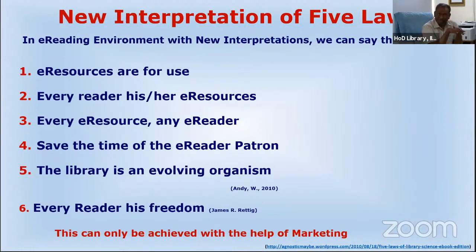As far as the 5 laws of Ranganathan are concerned, in the e-reading environment we can have a new interpretation of these 5 laws. Instead of books, we can say e-resources are for use. Every reader her e-resources. Every e-resource its e-reader. Save the time of the e-reader patron. The library is an evolving organism. And the sixth law, given by James Rettig, is every reader his freedom, meaning one should be able to read the content as per his freedom. Like one should be able to read with mobile in his bedroom, read on a laptop while sitting in the office, or read on a palmtop while sitting on the beach.